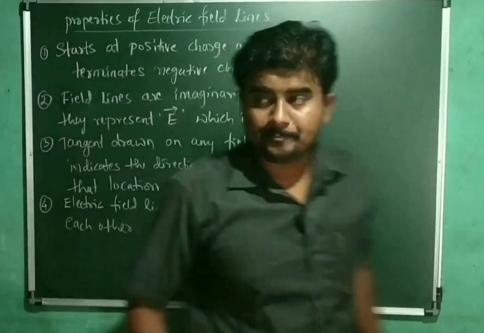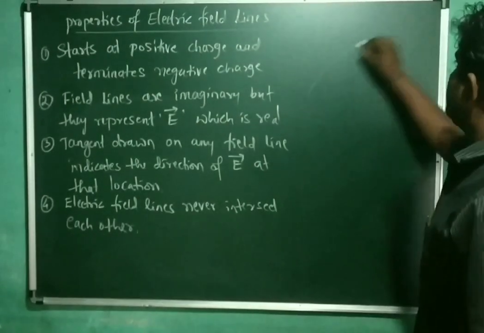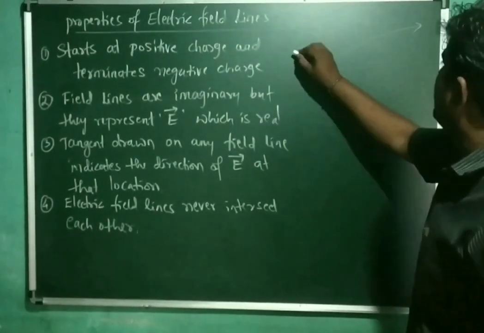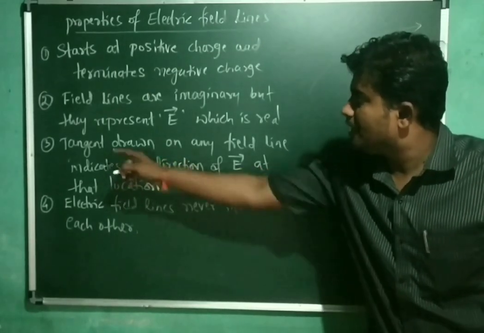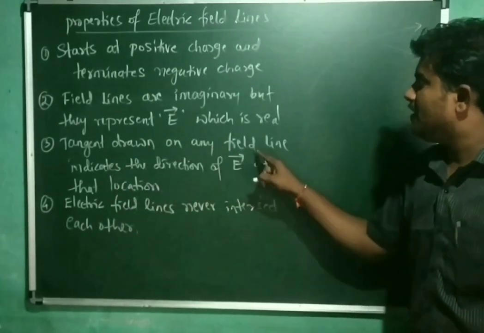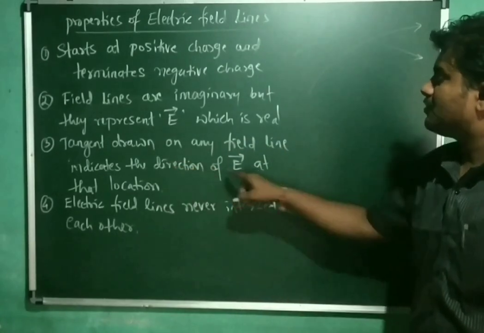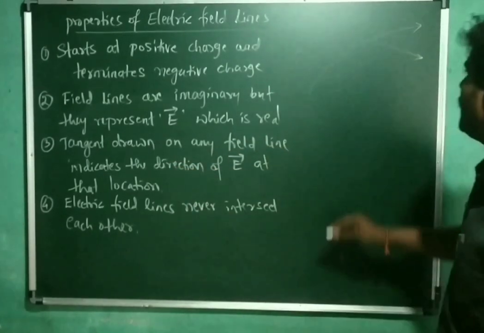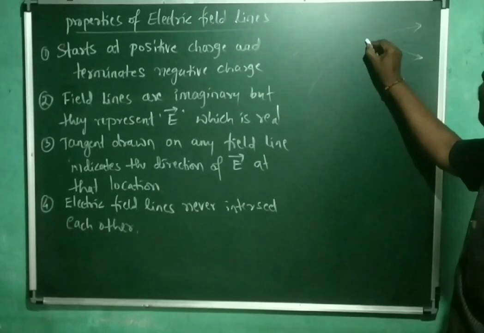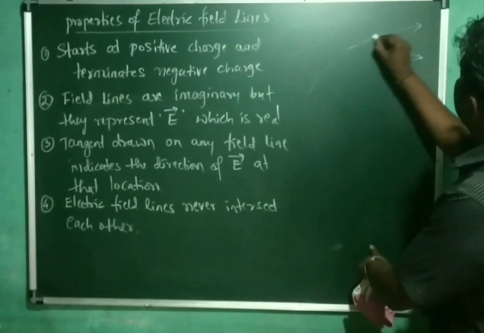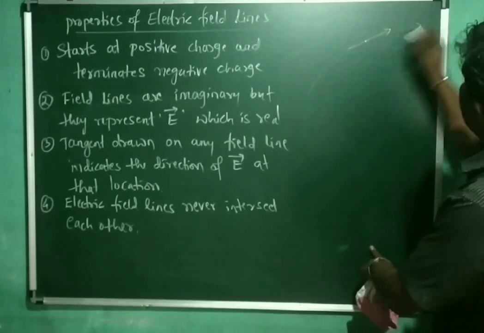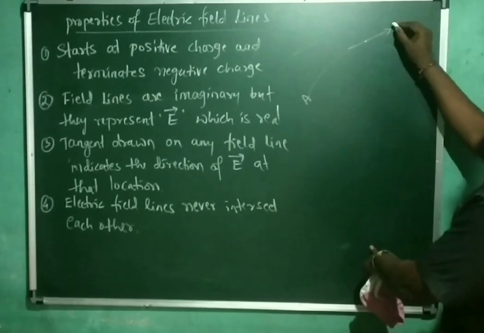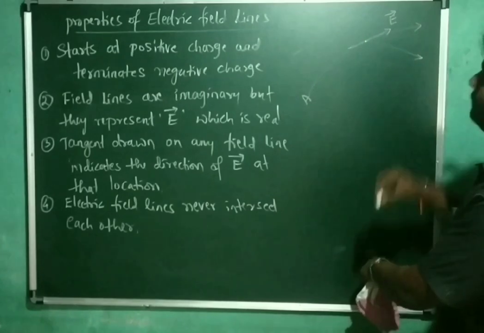See here, this is an electric field line. One more electric field line I will draw this way. According to the third property, a tangent drawn on any field line indicates the direction of the electric field at that location. I will draw a tangent at this point this way. This is the tangent on line A, and this is the direction of the electric field.